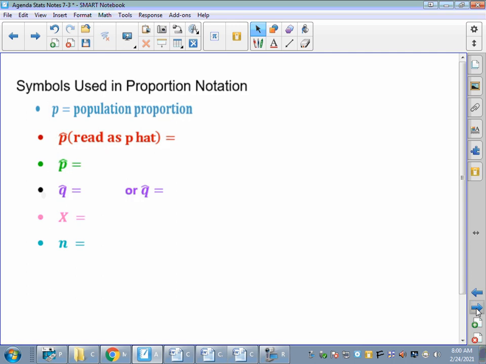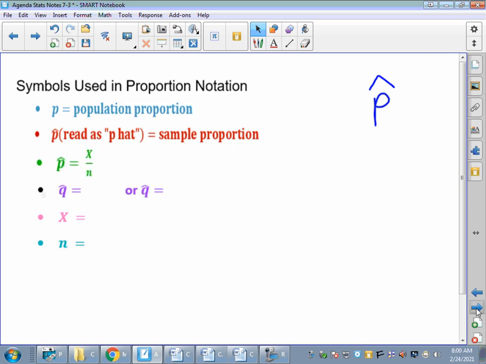P hat is new. It's hard to see it on here, but it's P with a little hat. That's why we call it P hat. P hat is the sample proportion. So plain old P is the population, P hat is the sample proportion. So P hat, technically, if I don't give it to you, is X over N.